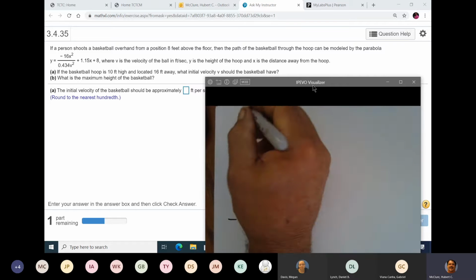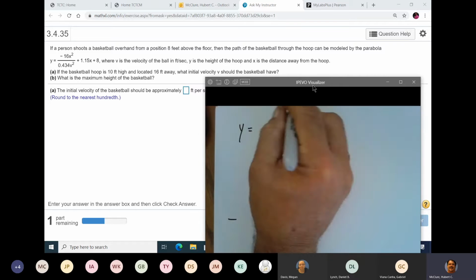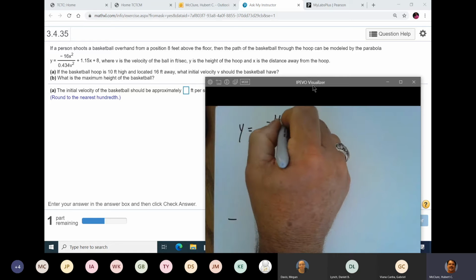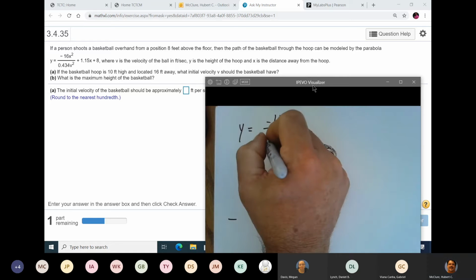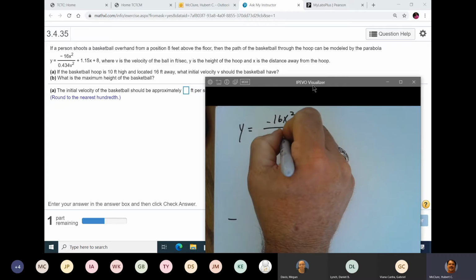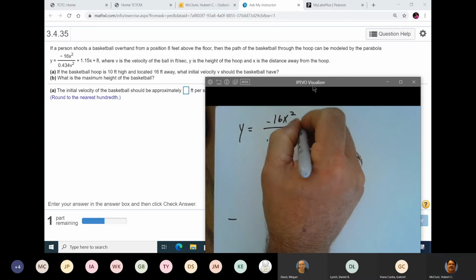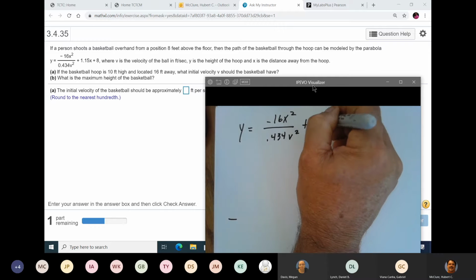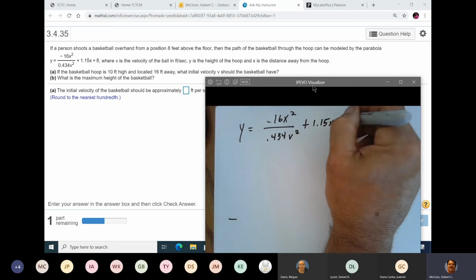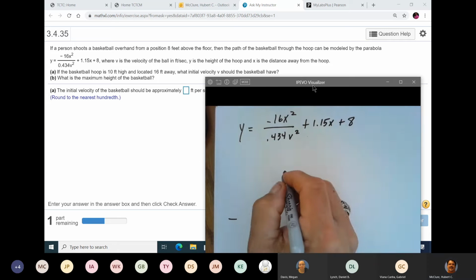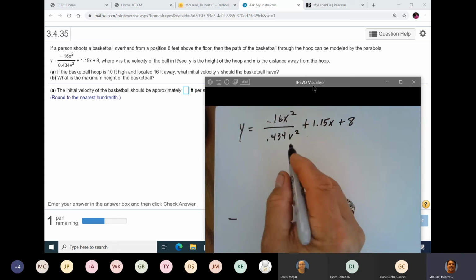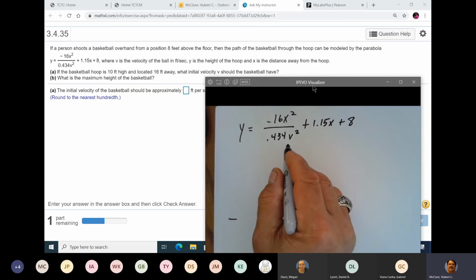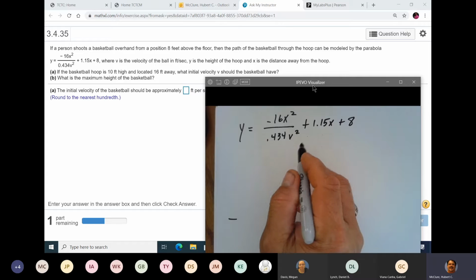y is equal to negative 16x squared over 0.434 v squared plus 1.15x plus 8, where v is the velocity of the ball, y is the height of the hoop, which is going to be 10 feet. So y is equal to 10 feet.